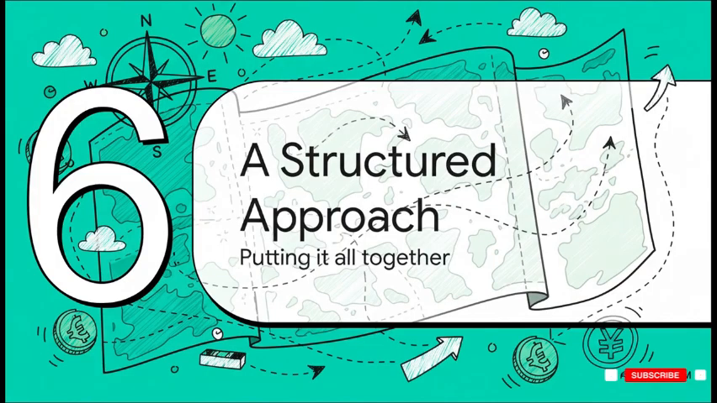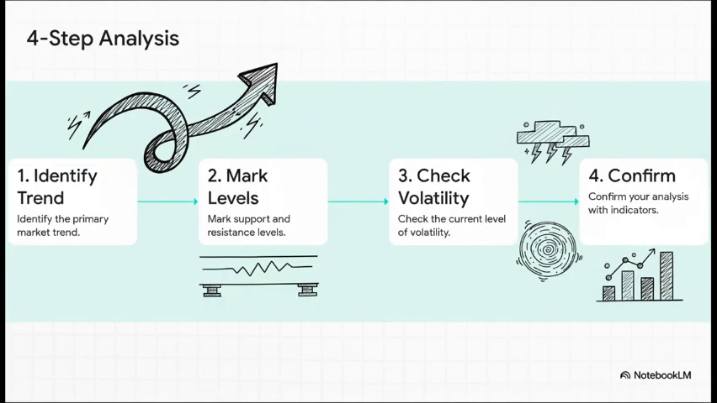So, let's recap. We've got our compass for direction, our map with its key levels, a feel for the daily weather, and an understanding of the long-term climate. Now, for the most important part, let's put it all together into a simple, step-by-step plan you can use to make sense of it all. Think of this as your personal pre-flight checklist every time you look at a chart.